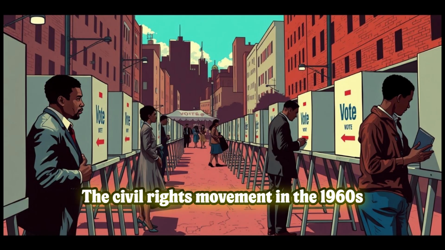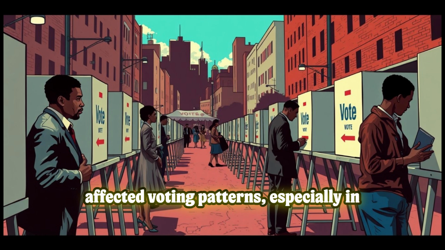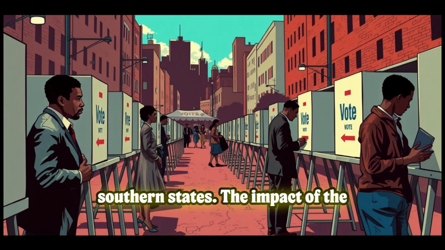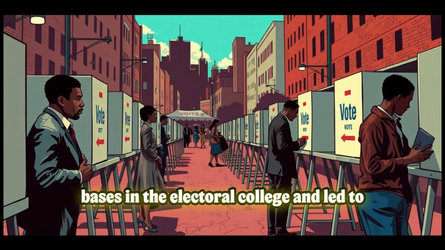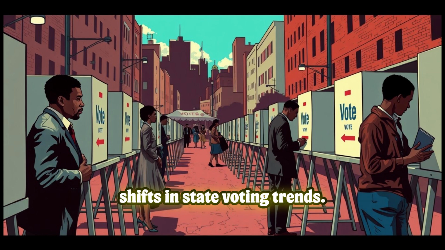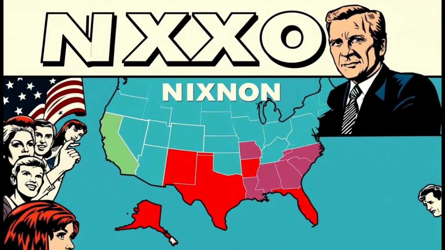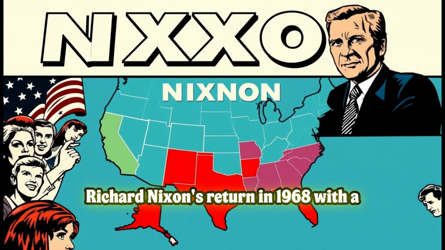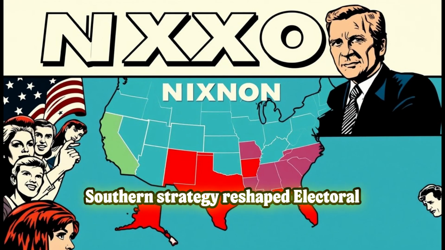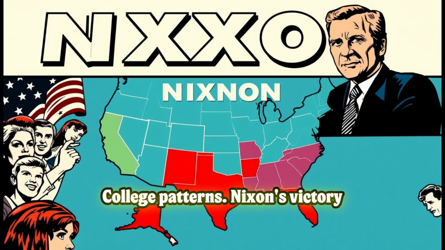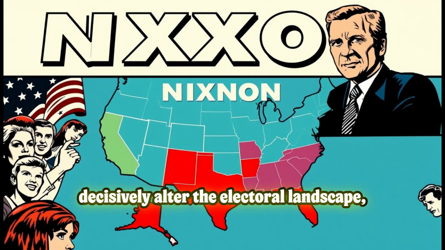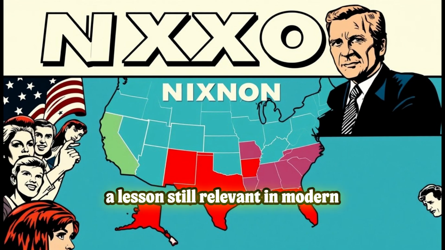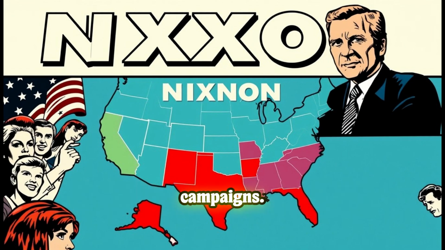The civil rights movement in the 1960s affected voting patterns, especially in southern states. The impact of the movement altered the regional support bases in the Electoral College and led to shifts in state voting trends. Richard Nixon's return in 1968 with a Southern strategy reshaped Electoral College patterns. Nixon's victory indicated how regional strategies could decisively alter the electoral landscape, a lesson still relevant in modern campaigns.